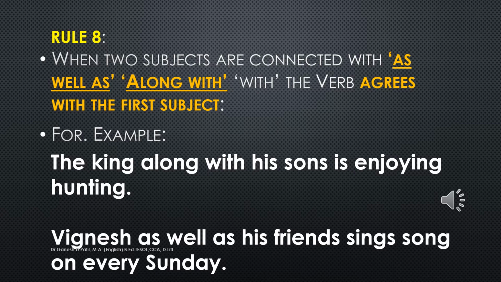Rule number 8, when two subjects are connected with as well as, along with, or with, the verb agrees with the first subject. For example, the king along with his sons is enjoying hunting. Here, the first subject is singular, the second one is plural, but as it is connected with along with, the verb agrees with the first subject. Therefore, the king along with his sons is enjoying hunting is correct.